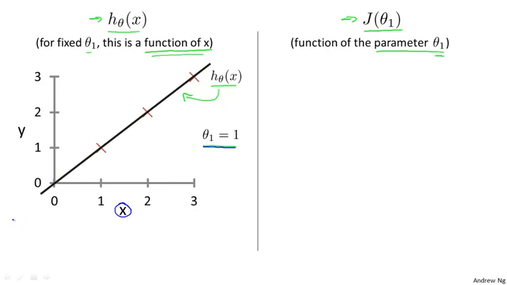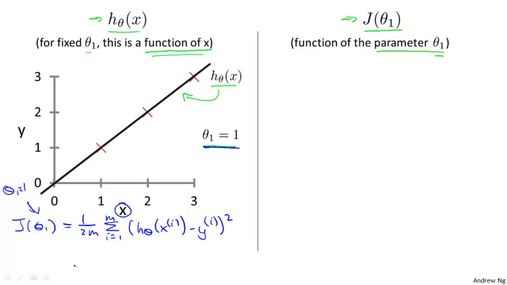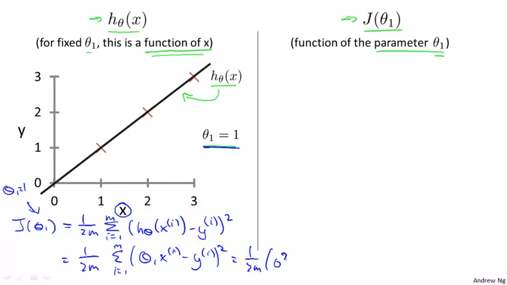What I want to do is figure out what J of theta 1 is when theta 1 equals 1. So let's go ahead and compute what the cost function is for the value 1. Well, as usual, my cost function is defined as follows: sum over my training set of this usual squared error term. And this is therefore equal to the sum of (theta 1 times x i minus y i) squared. And if you simplify, this turns out to be 0 squared plus 0 squared plus 0 squared, which is, of course, just equal to 0.